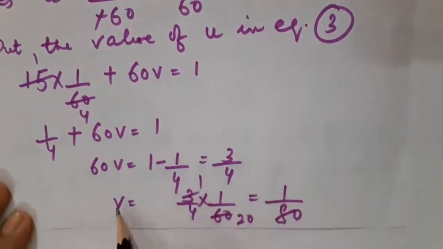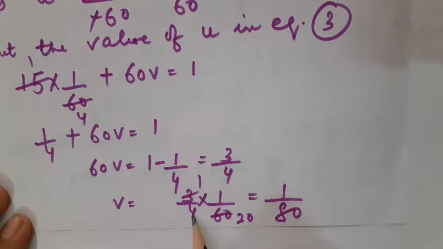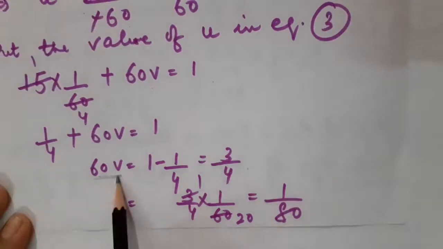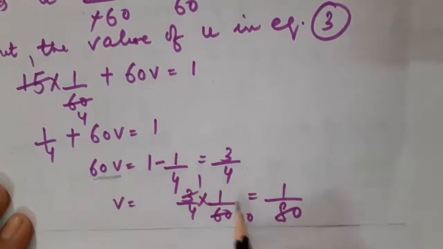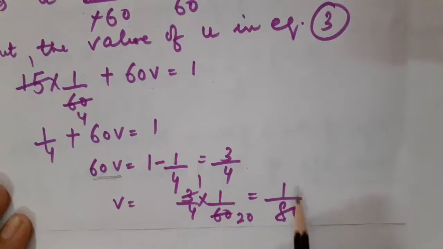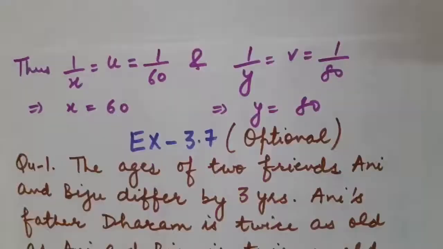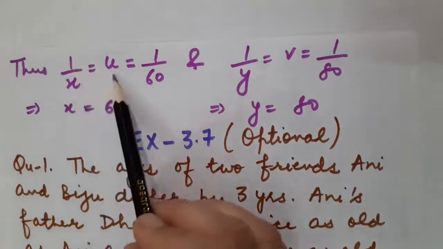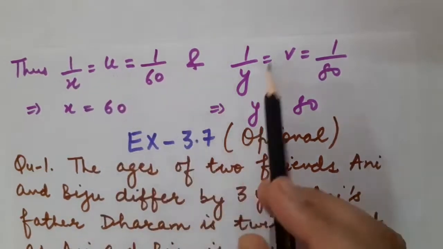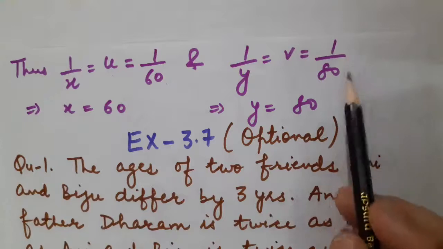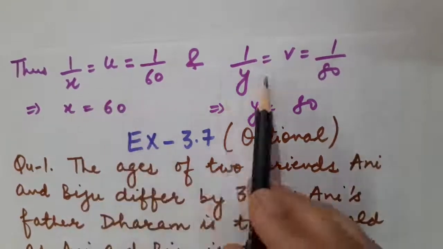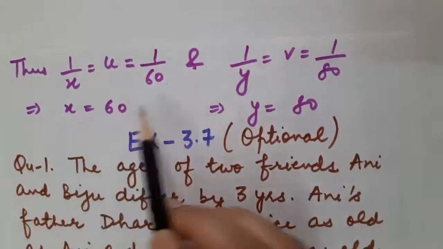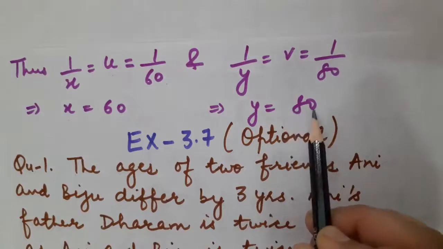So what is the value of v? 3 upon 4 will come as it is. Here 60 is multiplying with v, so it will go to the RHS and will be divided, so 3 upon 4 into 1 upon 60. 3 ones are 3, 3 20s are 60. So you will get 1 upon 80. So what was my assumption? I assumed 1 upon x is equal to u, that is 1 upon 60. 1 upon y is equal to v, that is 1 upon 80. After taking reciprocal, children, x is equal to 60 and y is equal to 80.